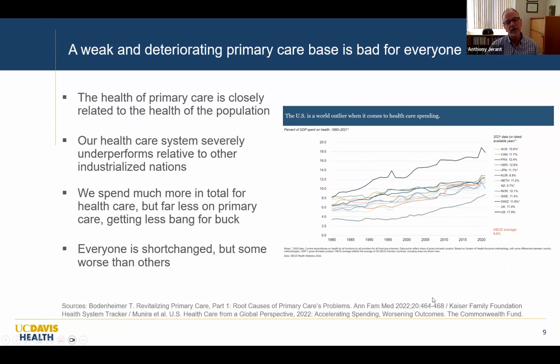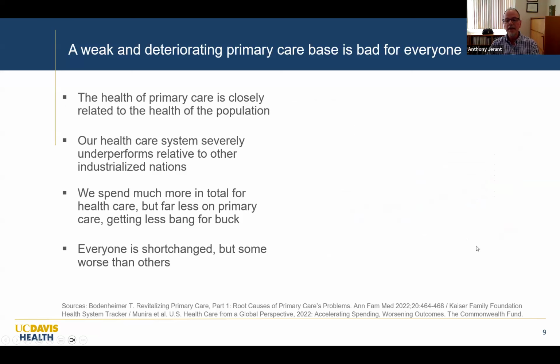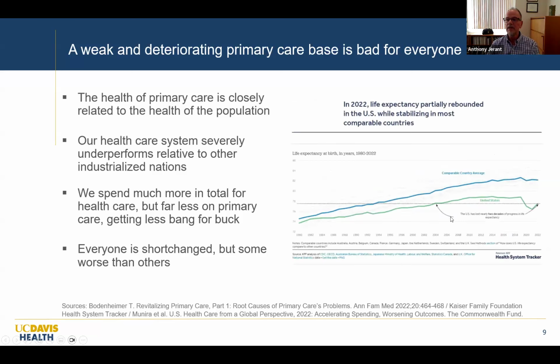So this graph shows basically that we are a severe world outlier, and we have been for some time, on healthcare spending. So total healthcare spending, we're at the top. That's not in a good way. We're spending way more than all of these other comparable OECD industrialized nations. And yet, I'll show you in a minute, we get less bang for our buck in terms of life expectancy and other things. The OECD average of healthcare spending as a percent of GDP is 9.6%, and we're about double that.